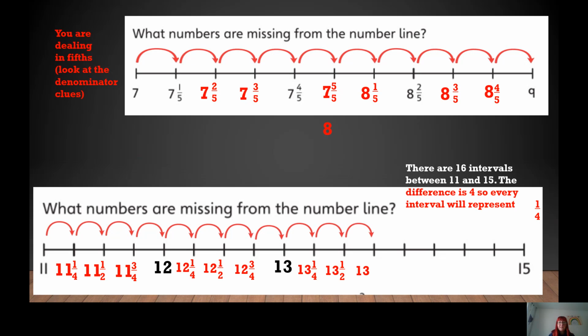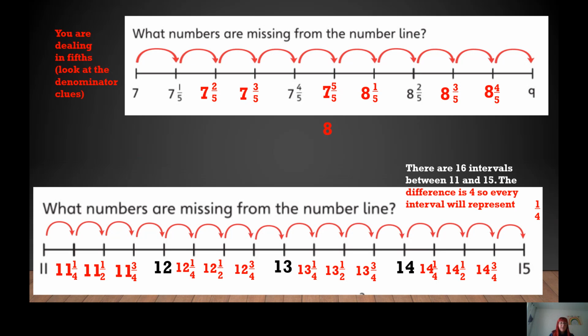Okay, let's pick this up together. Next will be 13 3/4. And then we've got 13 4/4 or 14, 14 1/4, 14 1/2, 14 3/4, and finally 15.